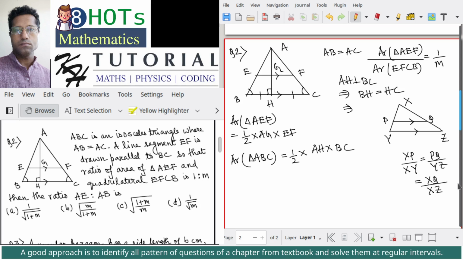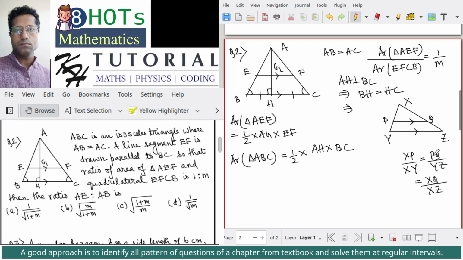The area of triangle AEF is half AG into EF, and the area of triangle ABC is half AH into BC. Now there must be a relation between AG and AH. Also, you see the concept I mentioned earlier: for triangle XYZ with PQ parallel to YZ, the corresponding sides have equal ratios, that is XP by XY is equal to PQ by YZ is equal to XQ by XZ.